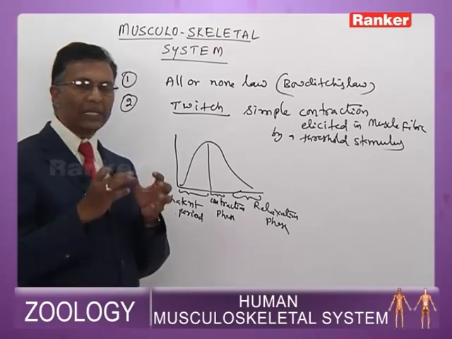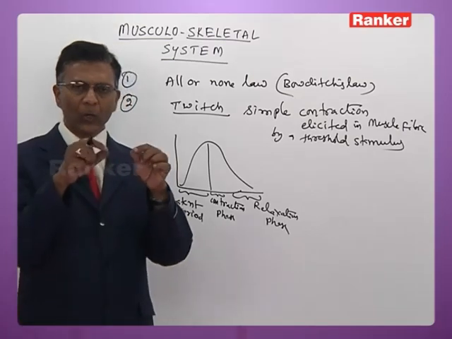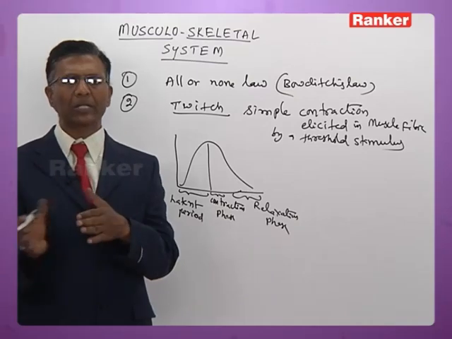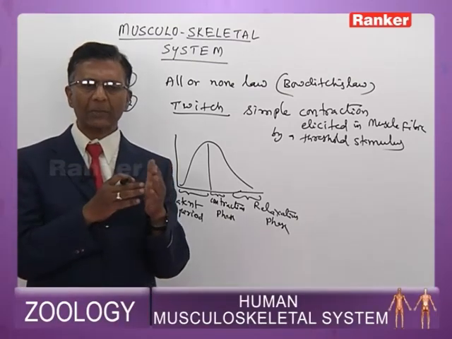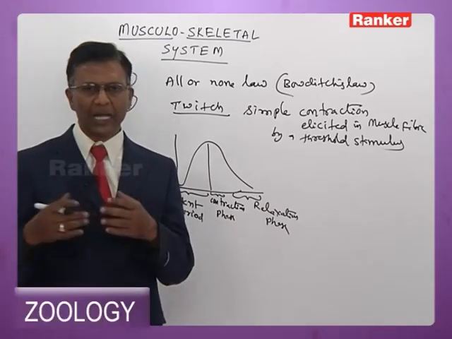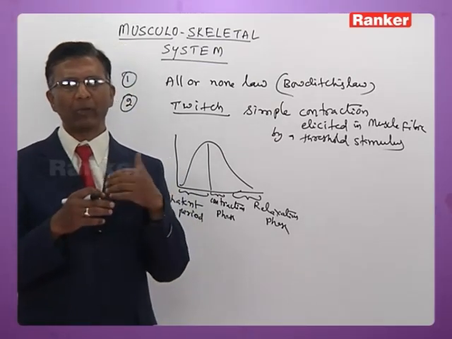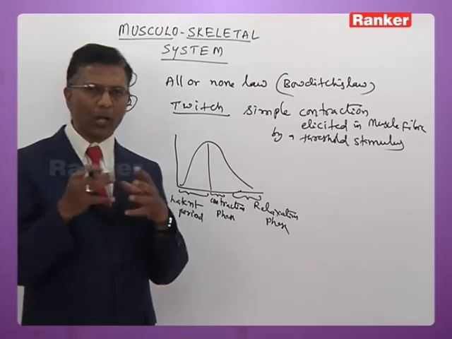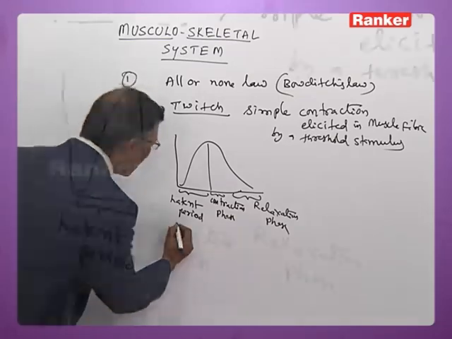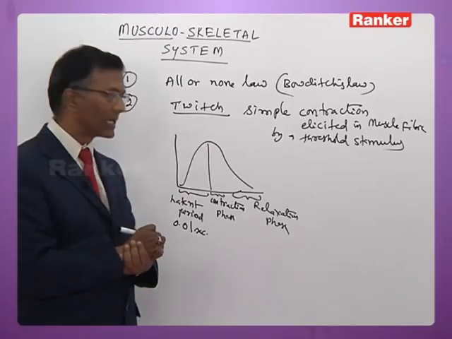The latent period is the duration between the point of stimulation and commencement of contraction. During this, you find the transmission of impulse from the motor end plate to the sarcolemma, depolarization of the sarcolemma, then transmission of stimulus from the sarcolemma to the myofibrils through the triad system, then release of calcium ions, then conformational change in the troponin complex, then binding of myosin heads with the actin filaments. So all those changes occur during the latent period. It lasts for about 0.01 second.